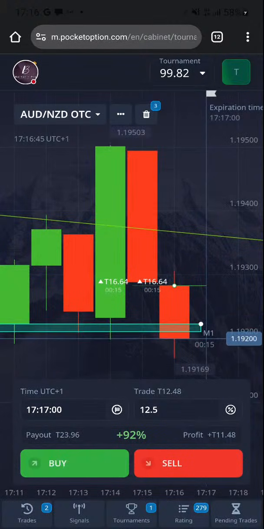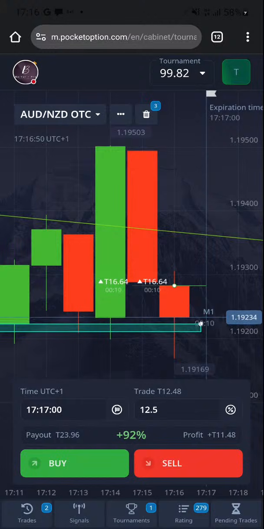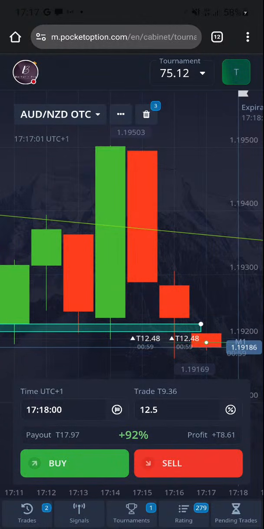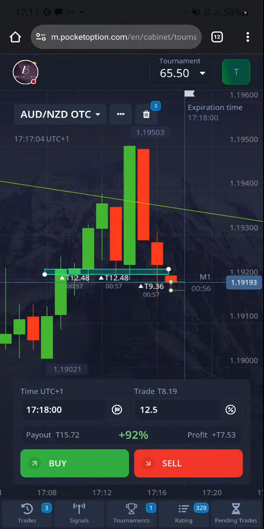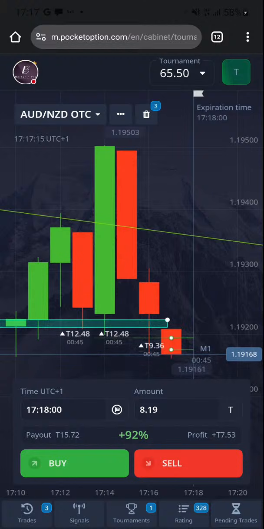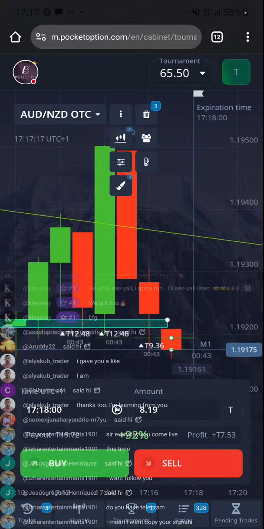I want to go with the buyers again, but I'm not sure if the sellers will push to the downside. We should have a green candle, but the way these sellers are doing, oh no. Let's go with the buyers again for one more time. I'm expecting the buyers to really push to the upside, and they are showing signs that they want to come up. But these sellers keep giving us gap down.